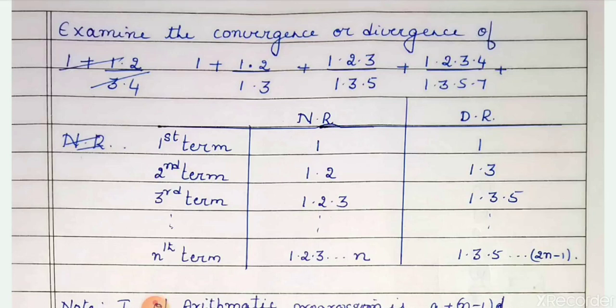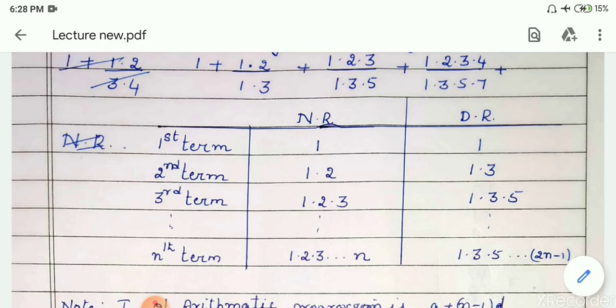In this lecture, we shall continue with some more examples on D'Alembert's ratio test. Now, this example: examine the convergence or divergence of 1 plus 1 into 2 divided by 1 into 3 plus 1 into 2 into 3 divided by 1 into 3 into 5 plus 1 into 2 into 3 into 4 divided by 1 into 3 into 5 into 7.